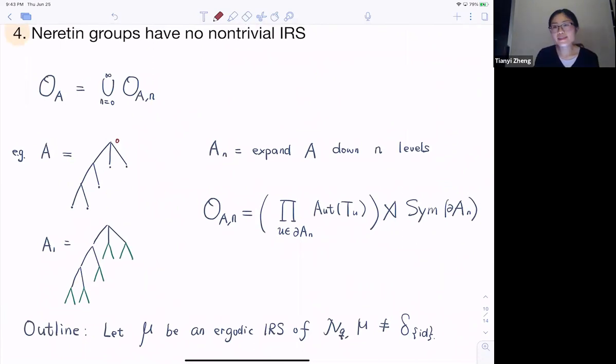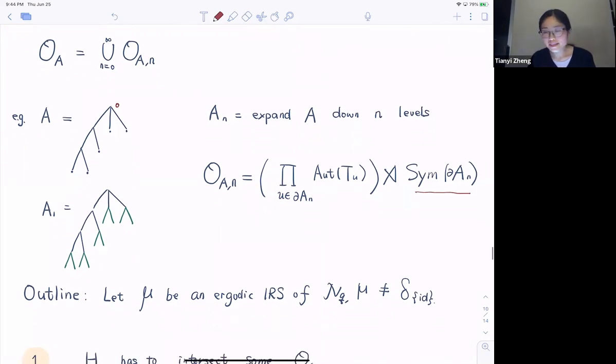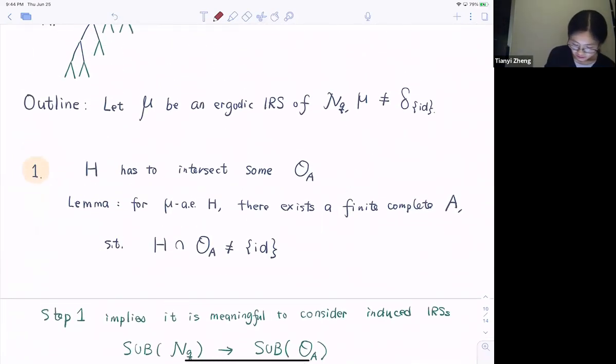The reason for considering these OAs is that these subgroups are almost like the locally finite groups that you often see with the topological full group associated with Bratteli diagrams. Here the structure is clear. It's an increasing union of semi-direct products. So you can easily intersect with OAN and then project to the same symmetric group that comes with the definition. So it's very convenient to induce IRSs in subquotients. That is one reason we want to consider these OAs.